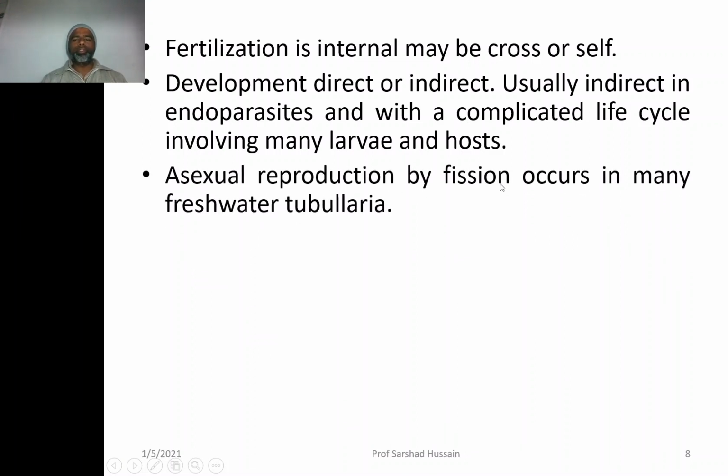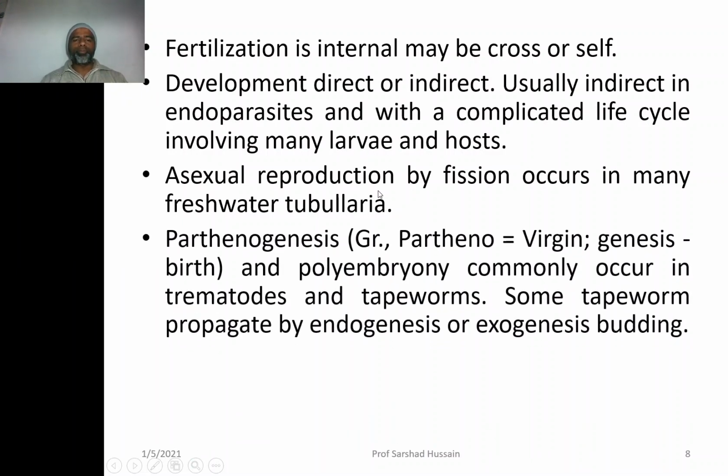Asexual reproduction by fission occurs in many freshwater turbellarians. Parthenogenesis, that means giving rise to birth without fertilization of the egg, and polyembryony. Polyembryony means when many embryos are formed. These are very common features of trematodes and tapeworms.